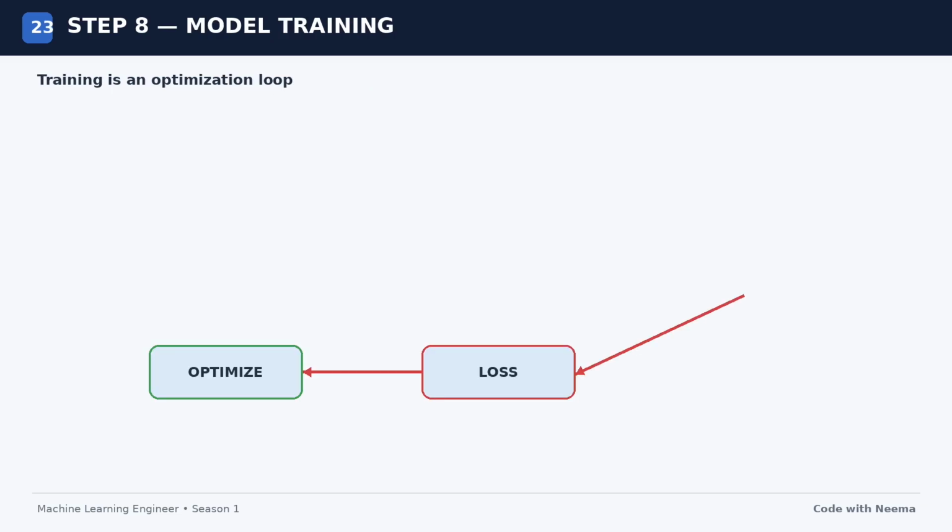Then we actually train our model. The algorithm uses training data to learn parameters. It makes predictions. We compare predictions with the actual targets. We calculate a loss, and an optimization algorithm updates the parameters to reduce that loss. This process repeats over many iterations until the model learns useful patterns.